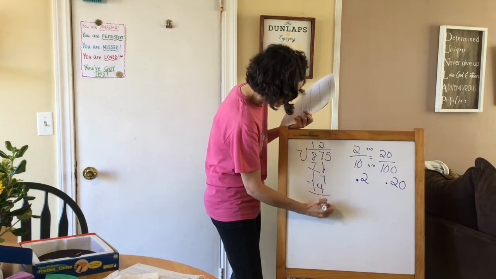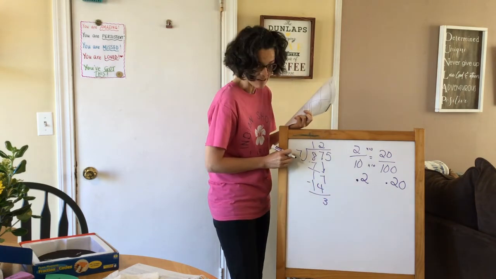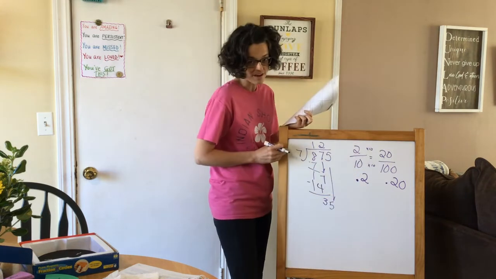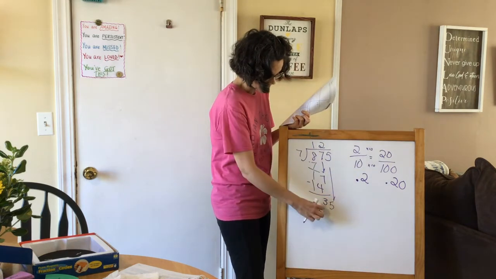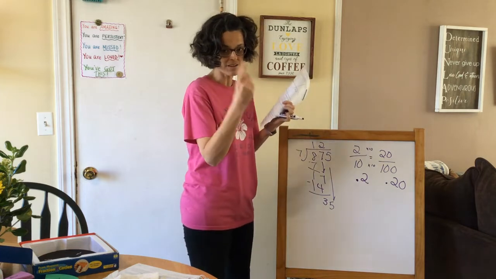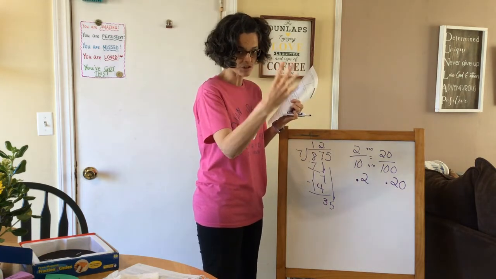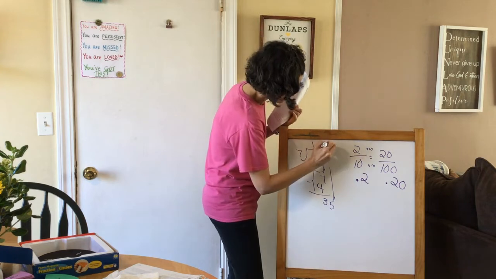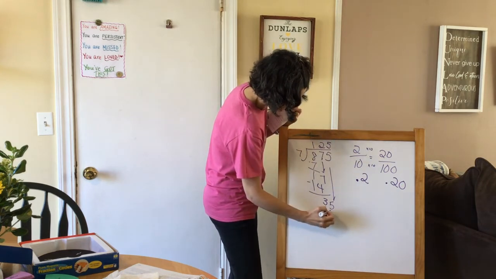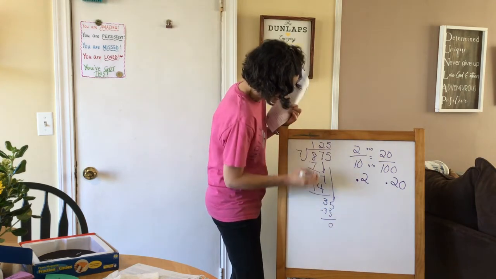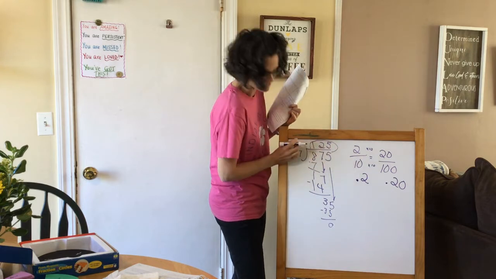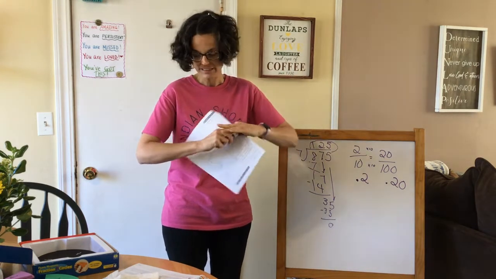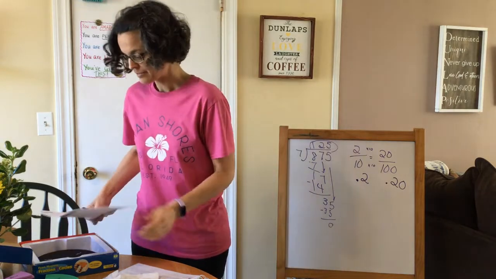I subtract and I get 3. 3 is smaller than 7. So I can go ahead and bring down my 5. Now this is a math fact. What times 7 is going to give you 35? If I count by 7s, how many times do I need to go till I get 35? 5 times. 5 times 7 is 35. I subtract and I get 0. So your quotient is 125. All right. Nicely done.